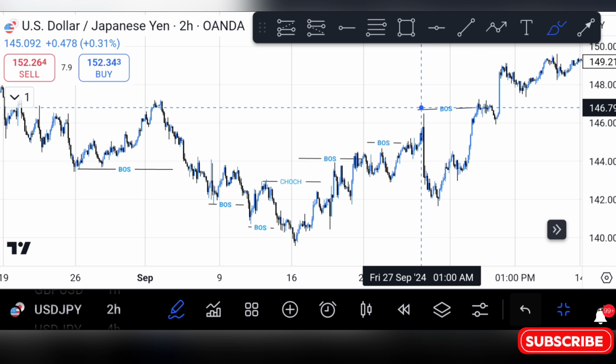Okay, in the next video we are going to go into more detail about how to trade it. Anytime break of structure happens, how do you trade it?